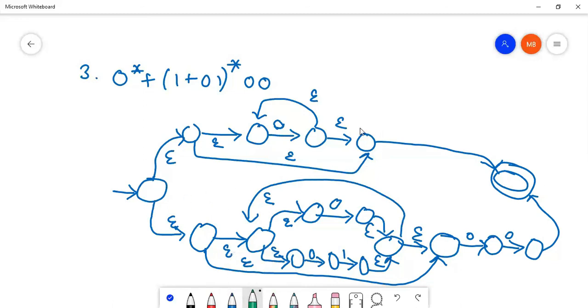So this part is for 0 star. This is 0 1 whole star. This is 0 0. Ultimately, we end it here.